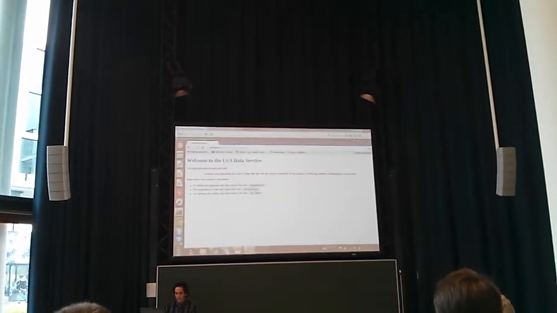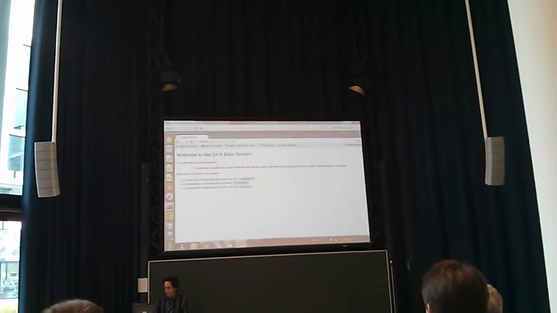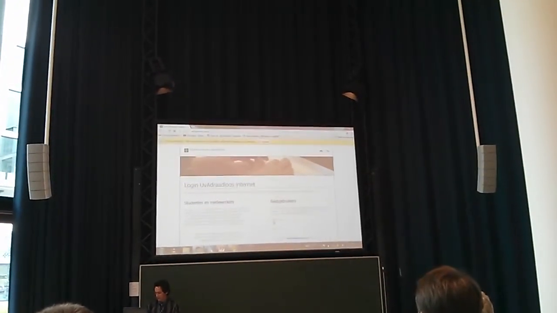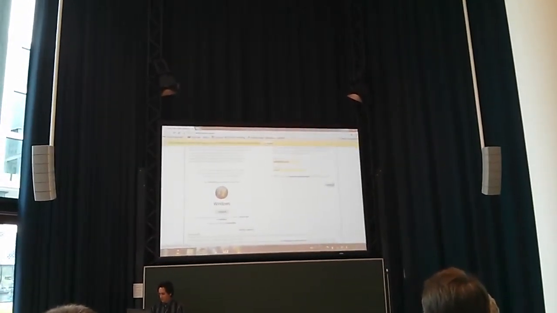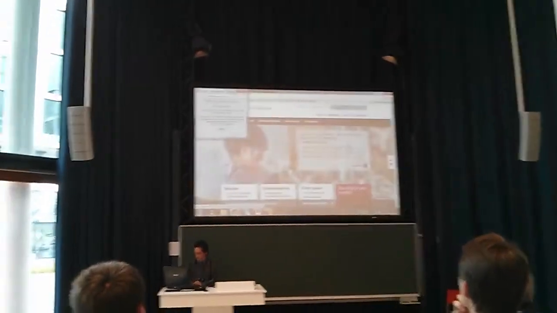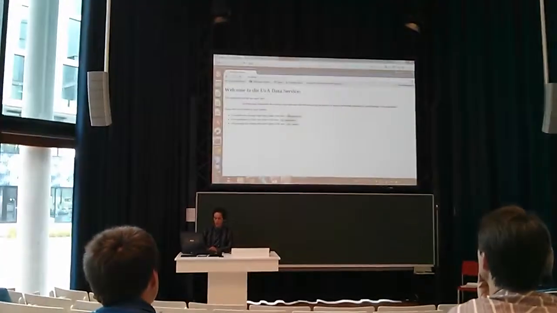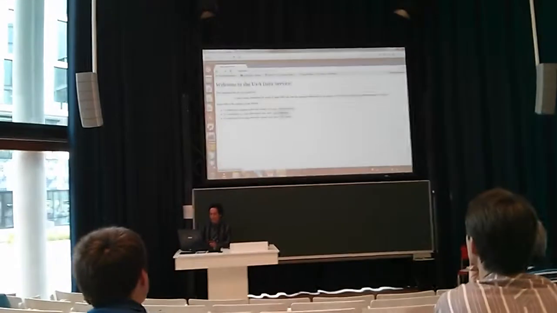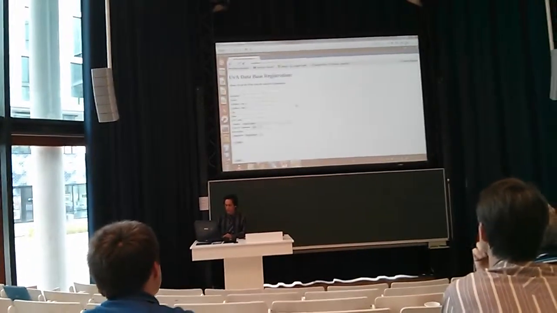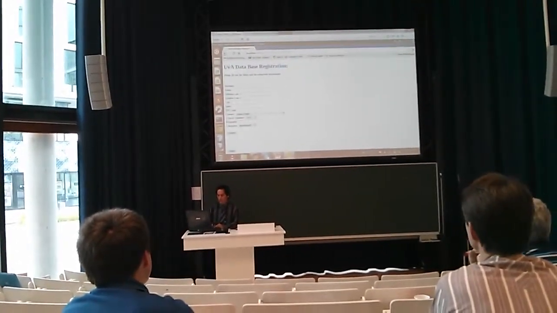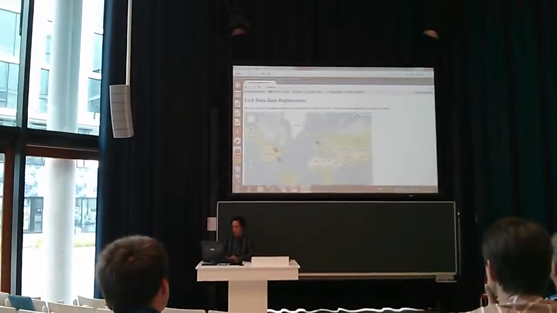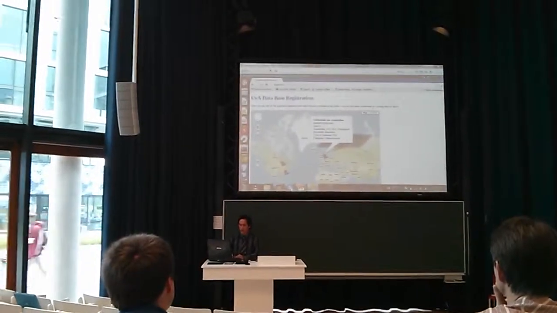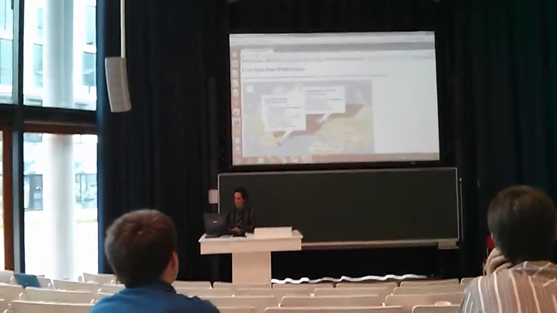So this is our service. So okay, right now there's a way of registering the databases, as you saw. You just fill the form, you submit. There is a way of also seeing which databases are currently supported. So right now we have those. So you have information about the databases locally in the world.